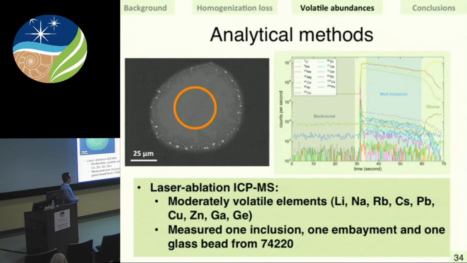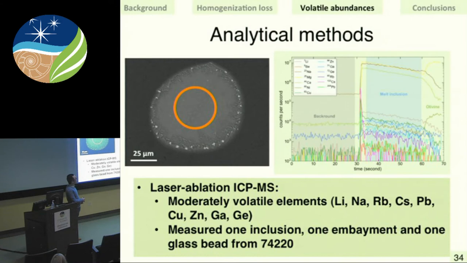We measured the major element composition by electron microprobe. We measured volatiles and trace element concentrations by SIMS at Caltech. In addition, we were also able to get some data by laser ablation on moderately volatile elements inside one melt inclusion, one embayment, and one glass bead from 74220. And here's a BSE image of the melt inclusion we measured. The orange circle roughly shows the region we ablated with the laser.